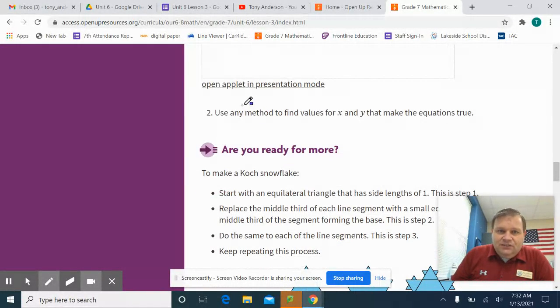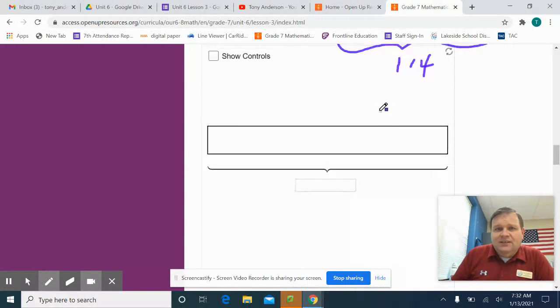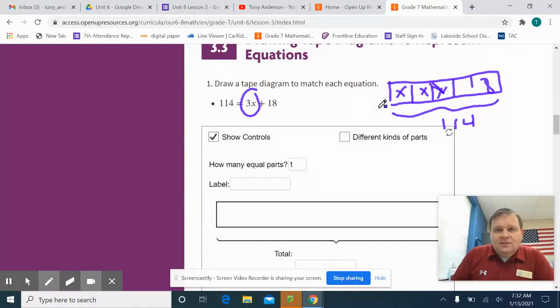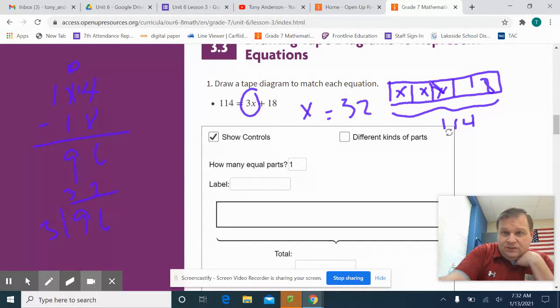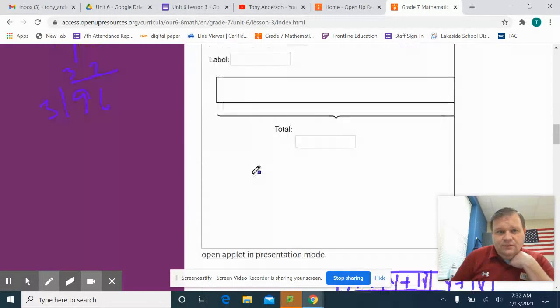All right, now the last one says use any method to find values for x and y to make the equations true. So in this one, to make the equation true, I'm going to subtract 18 from that 114, and that gives me 96. And then I want to split that 96 into three equal groups, which is going to give me 32. So this one, I know that x is equal to 32. All right, so I took this 18 out and got 96, and then split that 96 into three equal groups.